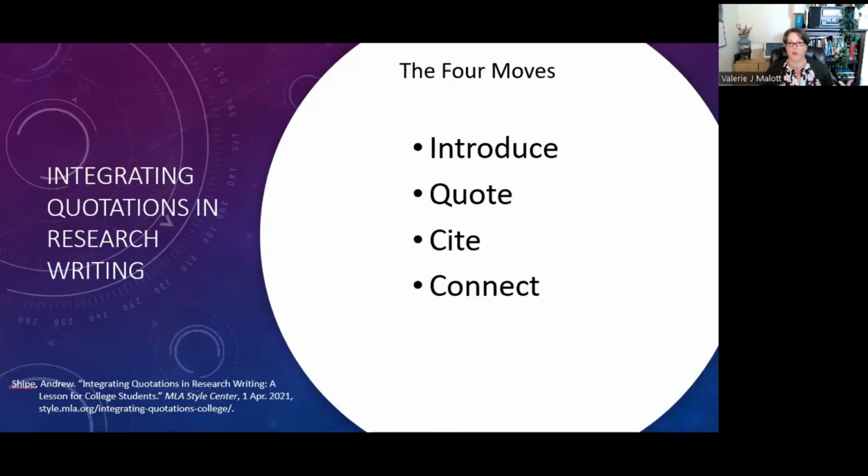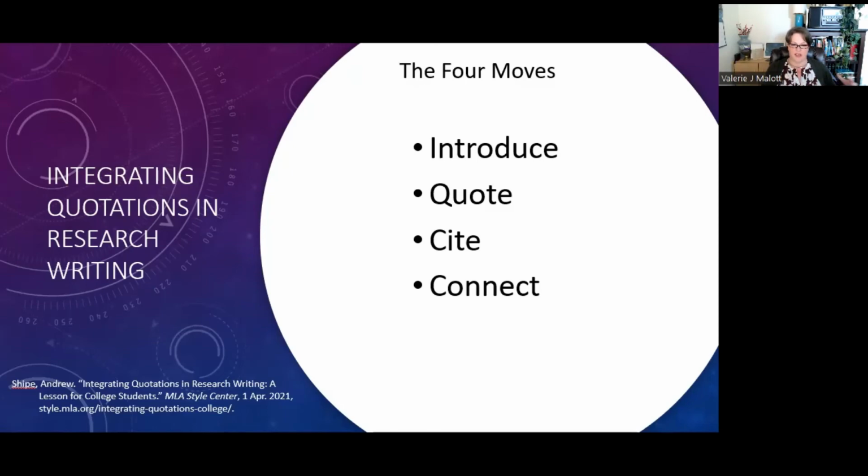So there are 4 moves when integrating quotations in research writing. Notice we have the introduce, quote, cite, and connect, and this is similar to SWAGG, right? Notice that the subject and the verb of the sentence with the quotation is often in this part. You introduce. A concrete, simple subject and a verb are often the key to making this complex sentence clear. Choose a clear subject. Good choices for the subject include who wrote it. So it would be the author's name or authors' names.